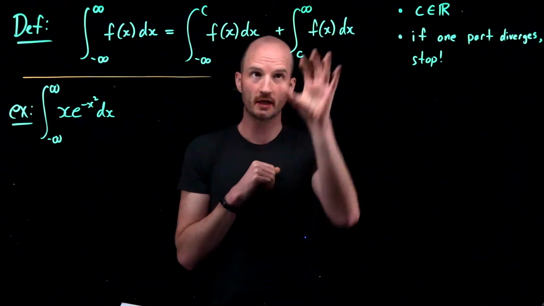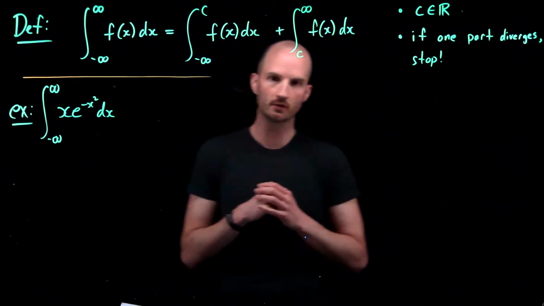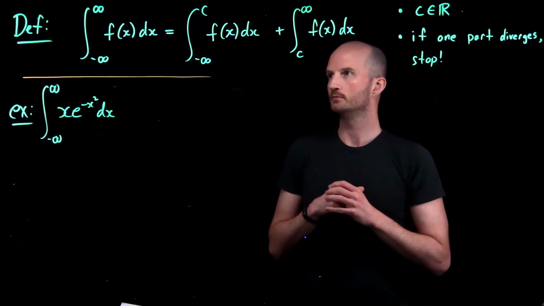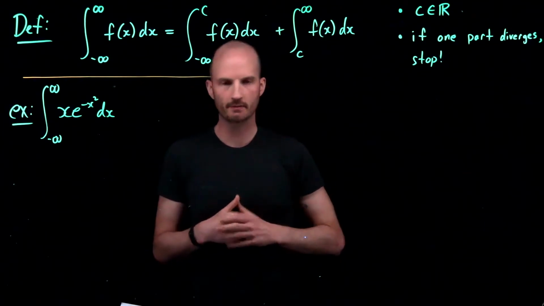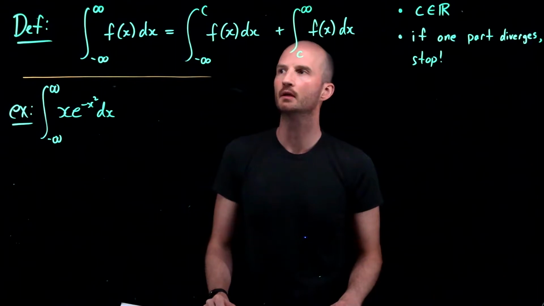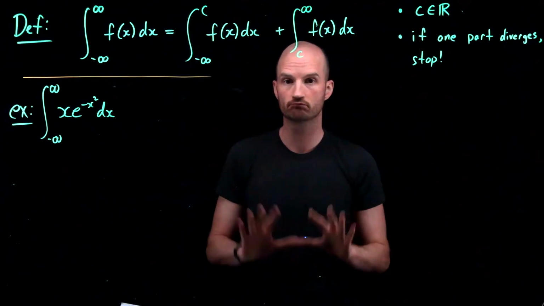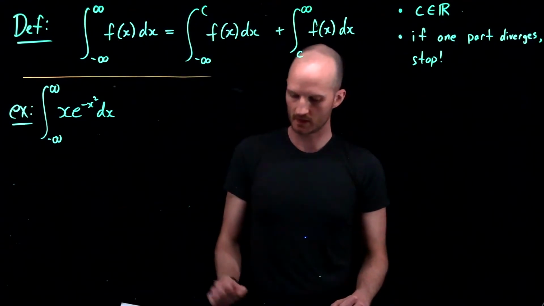Now if one of them diverges, then we just stop and declare that the overall integral diverges. You can't have a divergent plus a convergent somehow ending up being convergent. So if you find one thing that diverges, all done. We just say that the original is divergent.